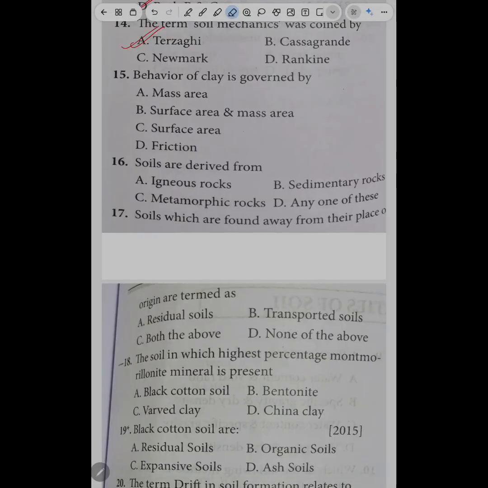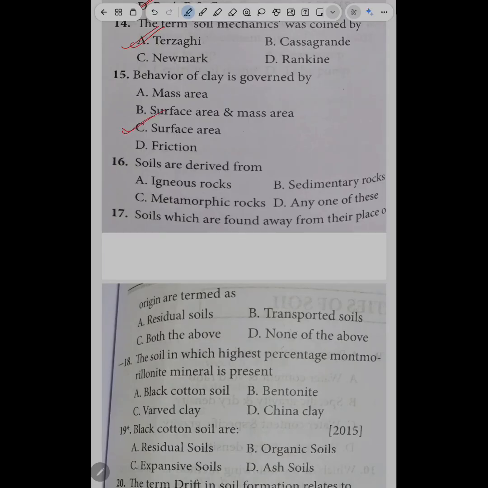Okay, so here our question is: behavior of clay is governed by? Options: mass, area, surface area, and mass surface area friction. In clay we see surface force and the surface force is proportional to surface area. So behavior of clay is governed by surface area. Option C is the correct answer.